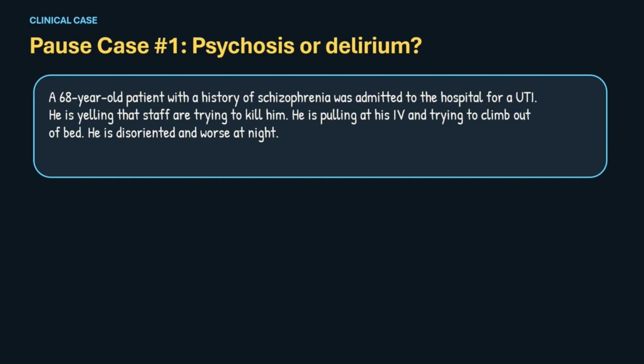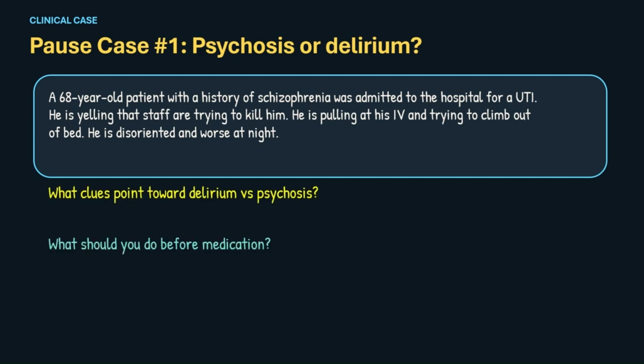He's disoriented, even worse at night. What do you want to ask yourself and what do you want to do? What points to this being delirium versus psychosis? What should you do before even starting the medication? And if he remains dangerous, what medication class is reasonable? Pause this video, answer the questions, and then continue to see if your thought process is right.